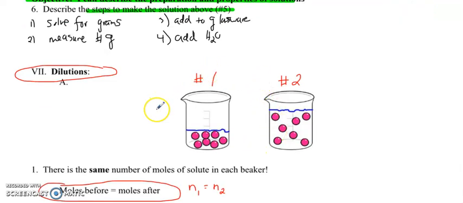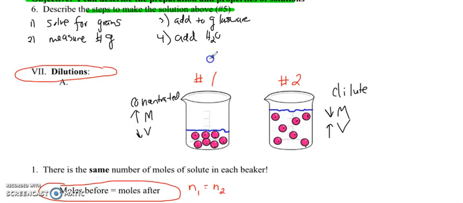Okay, so next thing we're going to talk about is dilutions. I want you to look really carefully at beaker number 1 and beaker number 2. They each have 1, 2, 3, 4, 5, 6, 7 particles. So we could say that is maybe 7 moles. Comparing them, beaker number 1 is very concentrated. Even though the number of moles are the same, beaker 1 has a very high molarity, a very high concentration, because it also has a low volume. Beaker number 2 is pretty dilute by comparison. It has the same number of moles, but it has a low molarity because it has a high volume.